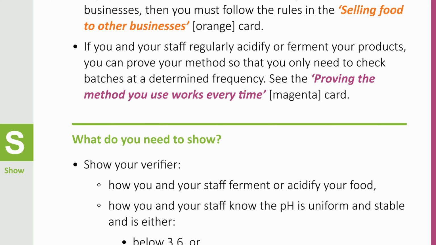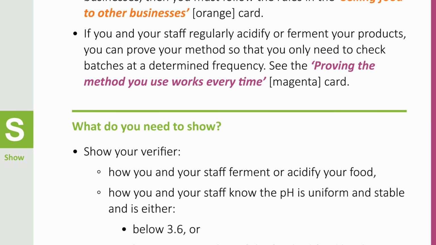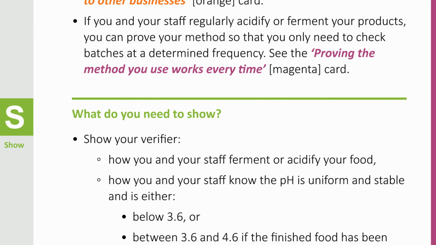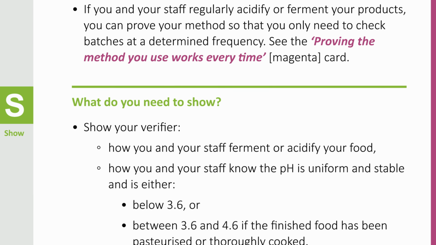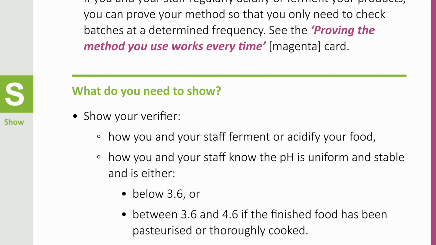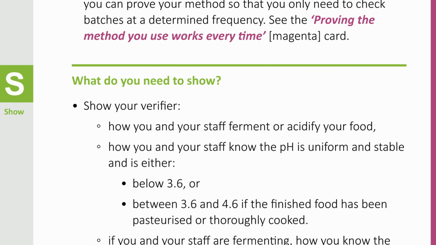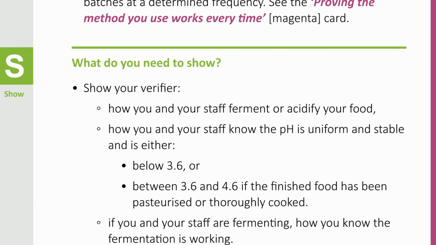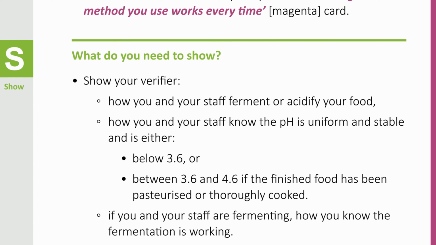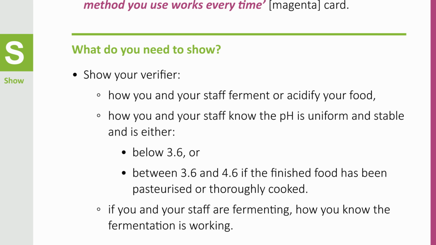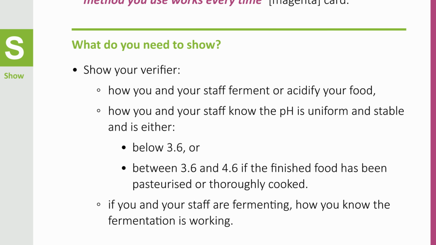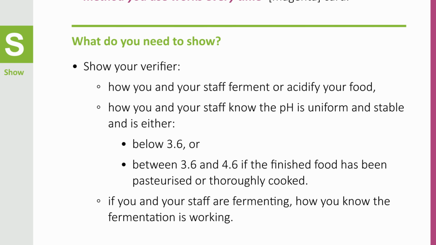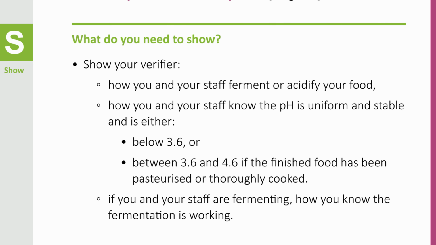What do you need to show? Show your verifier how you and your staff ferment or acidify your food. How you and your staff know the pH is uniform and stable and is either below 3.6 or between 3.6 and 4.6 if the finished food has been pasteurized or thoroughly cooked. And if you and your staff are fermenting, how you know the fermentation is working.